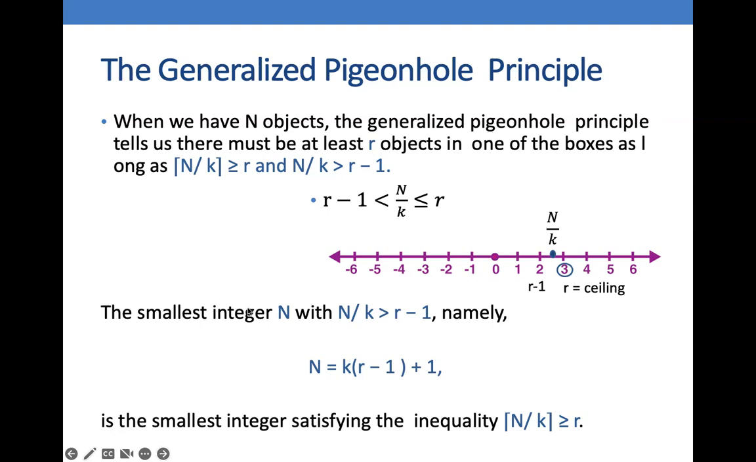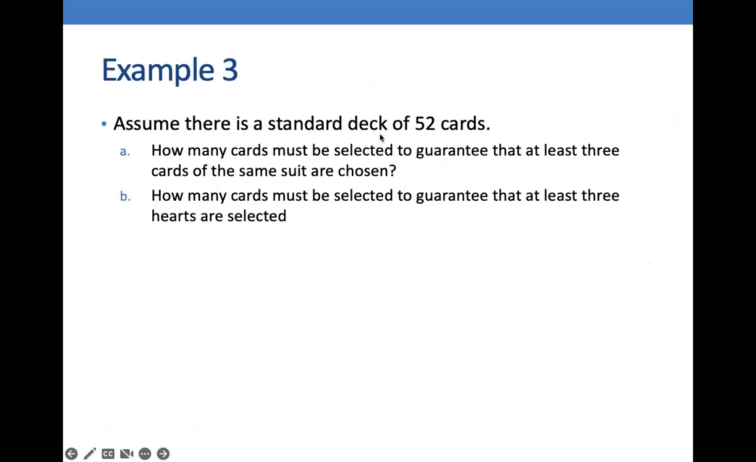Okay, so the smallest integer n with n over k greater than r minus 1, so what we are looking for here, would be n is equal to, multiplying this part, k times r minus 1 plus 1. And that would be the smallest integer satisfying the inequality, the ceiling of n over k greater than or equal to r. Okay, so let's have one more example.